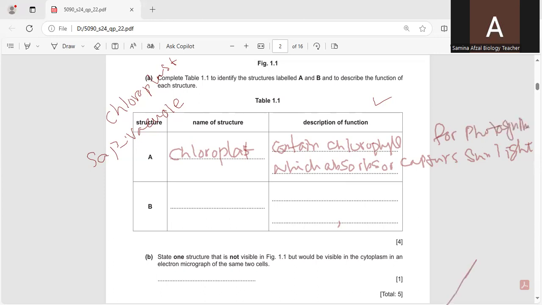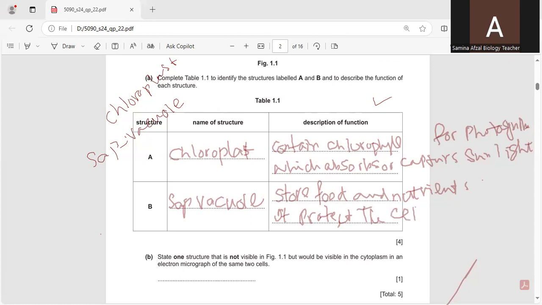So next is sap vacuole. So sap vacuole, you know, students, it contains dissolved inorganic and organic molecules. It stores food and nutrients. It protects the cell, exports the cell. So in this way, both of these organelles have different functions. Now we will move towards the next question.